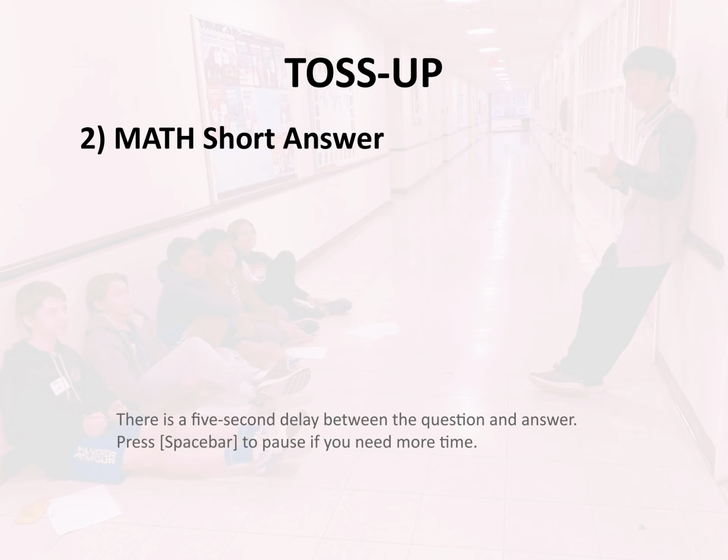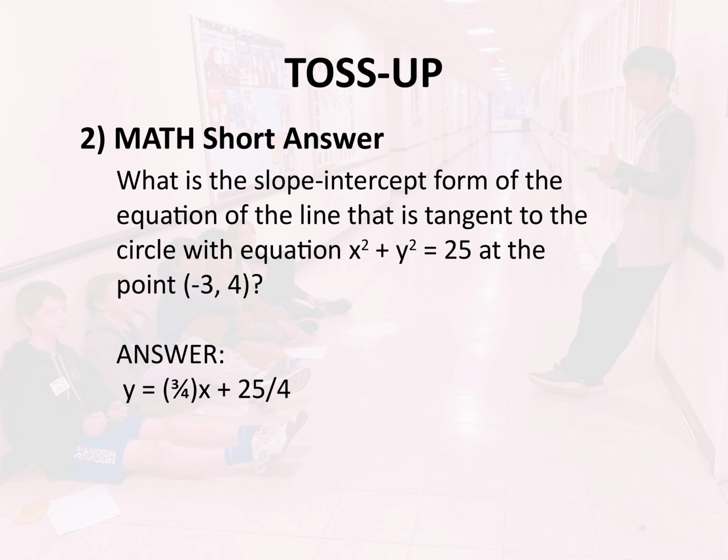Toss-up 2. Math. Short answer. What is the slope-intercept form of the equation of the line that is tangent to the circle with equation x squared plus y squared equals 25 at the point (-3, 4)? Answer, y equals 3/4 x plus 25 over 4.